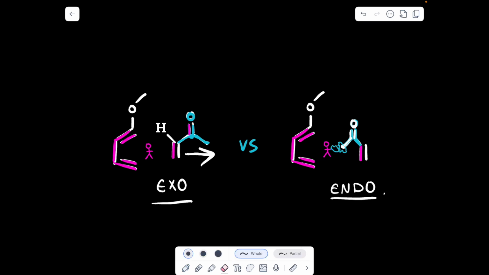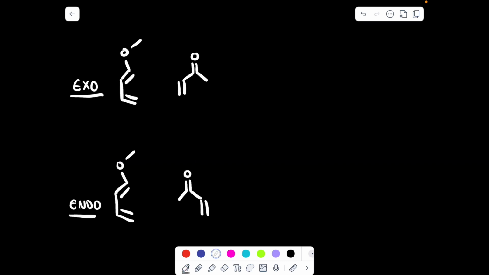All right, so now let's draw the products. Let's determine the final product with all stereochemistry for both the exo and the endo approach for this specific reaction. All right, let's go over how to determine both the exo and the endo products.